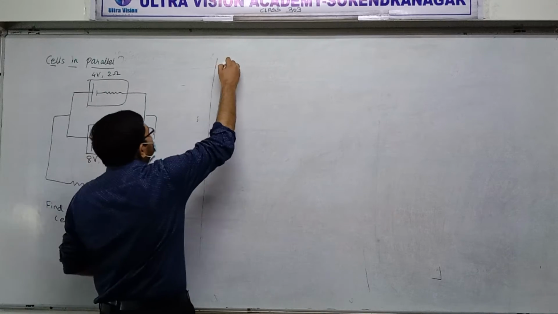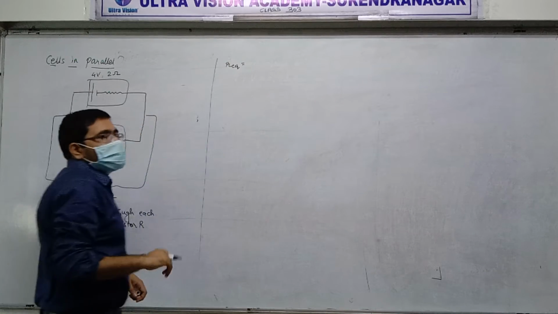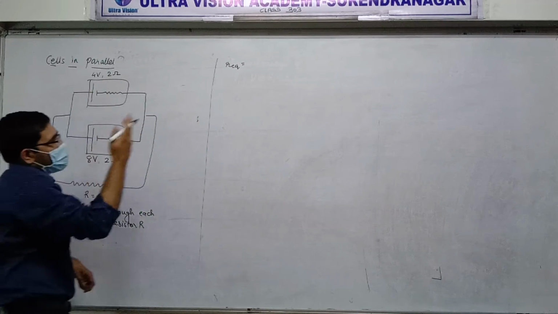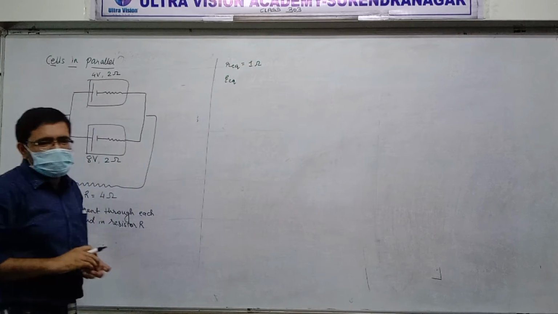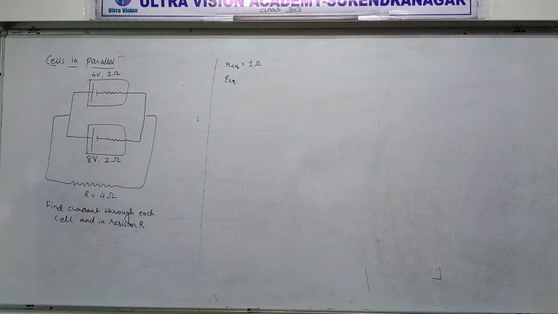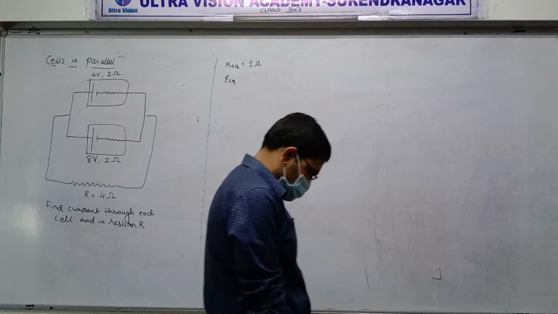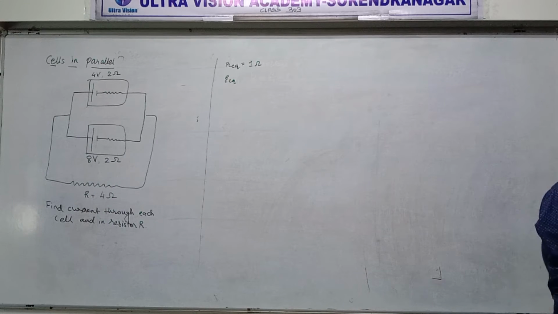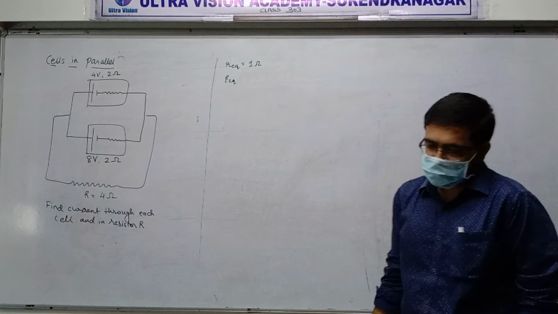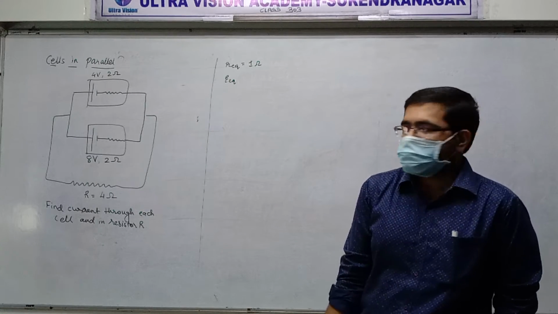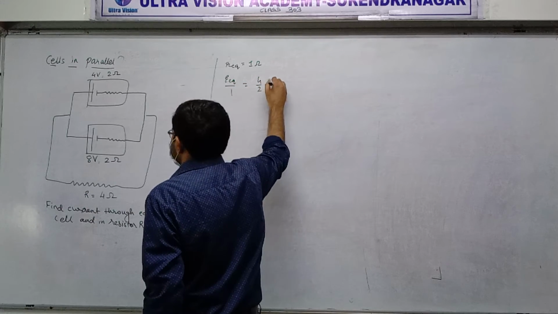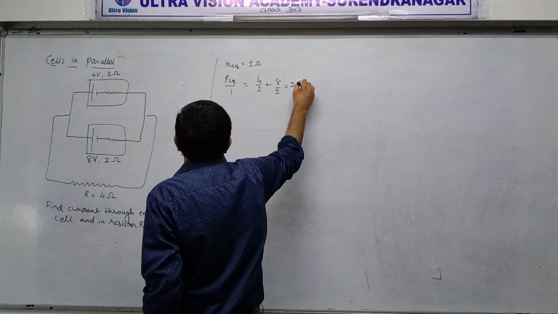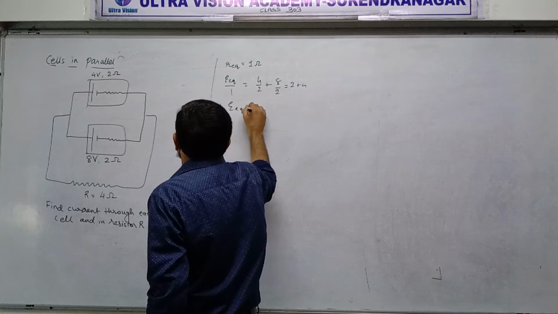What will be small R equivalent? Hurry up, come on. 2 and 2 in parallel, 1 ohm. Is that clear? So now find epsilon equivalent using the formula. 6 volt. Epsilon by 1 equals 4 by 2 plus 8 by 2, so that is 2 plus 4. Yes. Epsilon equivalent is equal to 6.